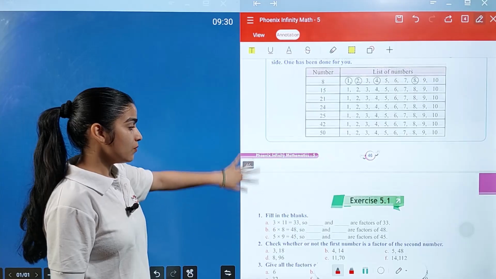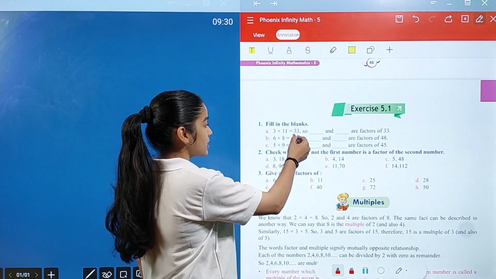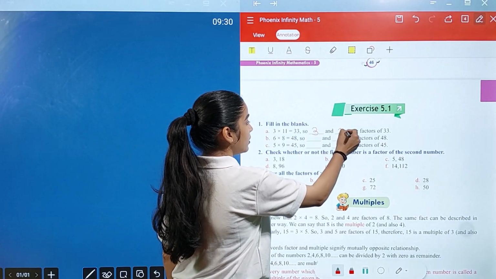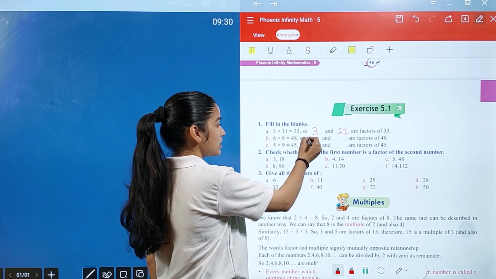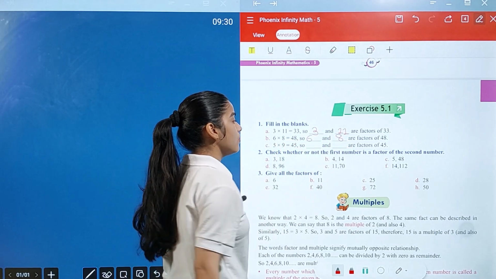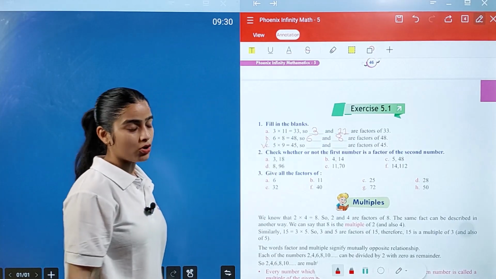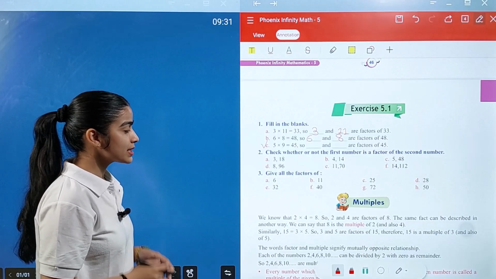Okay, now we move forward to our exercise 5.1. 3 multiplied by 11 is 33, so 3 and 11 are the factors of 33. 6 multiplied by 8 is 48, so 6 and 8 are the factors of 48. And now this is for you. You have to do it yourself. Check whether or not the first number is a factor of the second number.